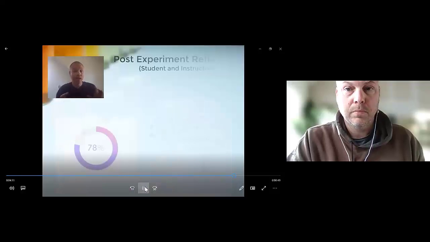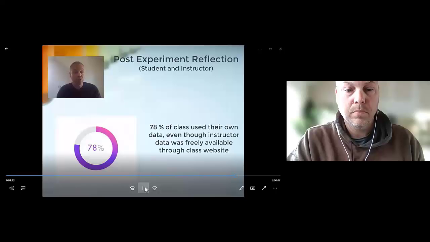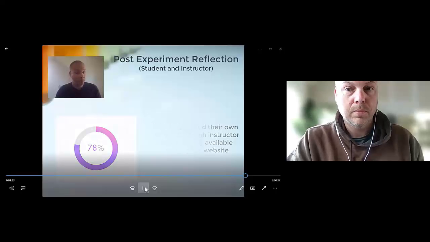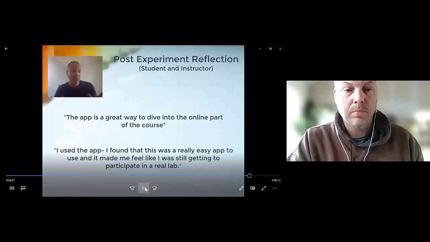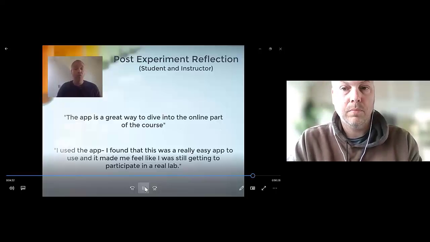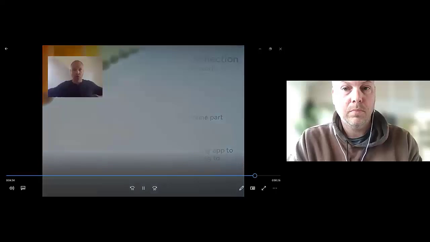Overall, out of a class of 132 students, approximately 78% of the students chose to use their own cell phone app and data they collected on their own, even though data was available for them to download and process to complete the lab report. And what that demonstrates to me is students want to be involved in data collection despite being remote and scattered all over the world.